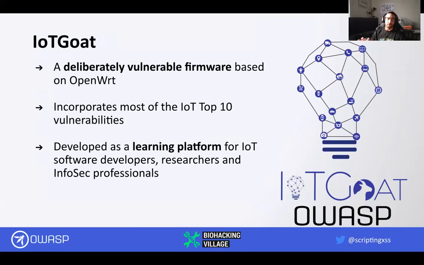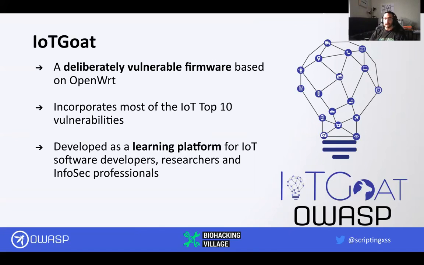The other reason why we chose OpenWRT is its compatibility with old devices that you may have, let's say, lying around, like old routers, old networking equipment, or devices that are compatible with OpenWRT. It gives you that flexibility to flash IoT GOAT and to practice finding, identifying, and exploiting vulnerabilities within firmware.